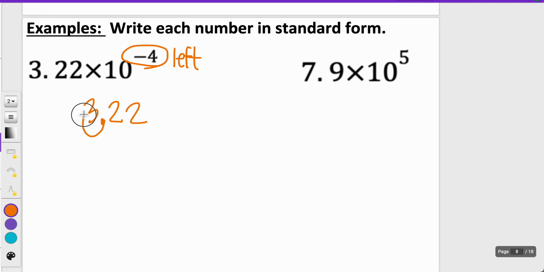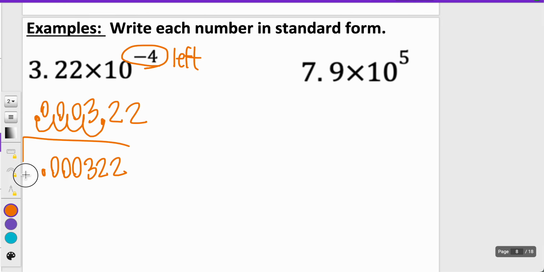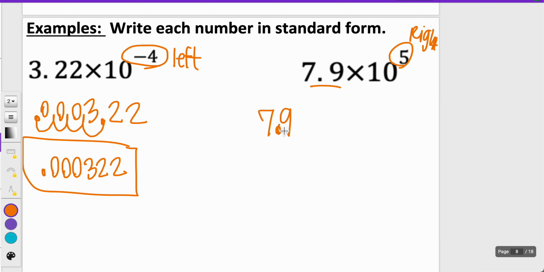So I'm going to count 1 scoop, 2 scoops, 3 scoops, 4 scoops. Notice how I had to scoop over the 3. Empty spaces I fill with 0, so I get 0.000322. With this one, I have a positive exponent, so this means I'm going to go to the right that many times. So again, start by writing your number given to you, the first part of that, 7.9, and then I'm going to scoop 5 times to the right. 1, 2, 3, 4, 5. Fill up with any empty zeros, so I have 790,000.